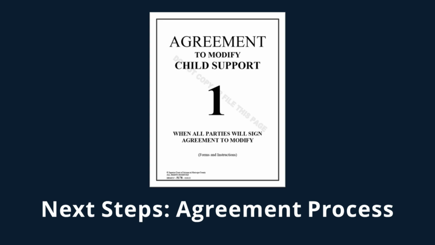Now we'll look at the agreement process. First, complete the forms and make sure both parties sign. The forms must be signed in front of a notary or in front of a court clerk when you file. You also need to complete the agreement, the child support worksheet, child support order, and the notice of lodging.